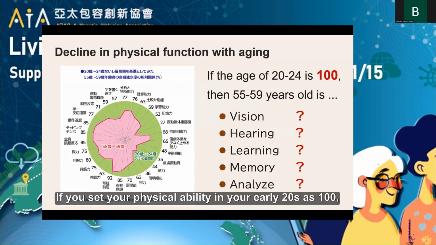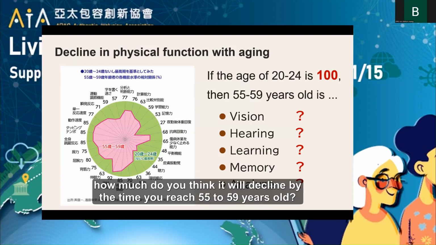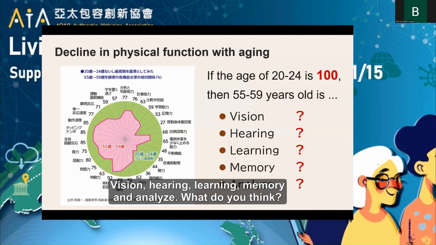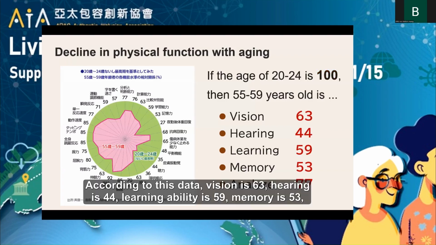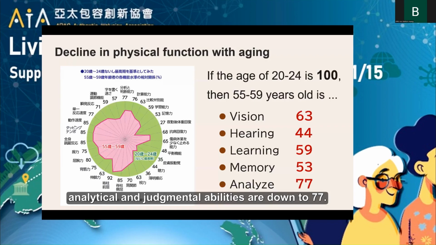If you set your physical ability in your early 20s as 100, how much do you think it will decline by the time you reach 55 to 59 years old? Vision, hearing, learning, memory, and analysis. What do you think? According to this data, vision is 63, hearing is 44, learning ability is 59, memory is 53, analytical and judgmental abilities are down to 77.